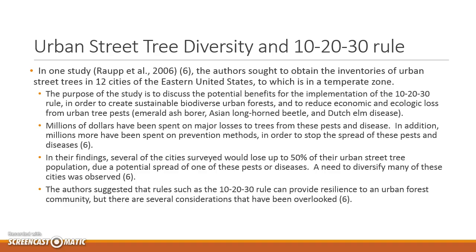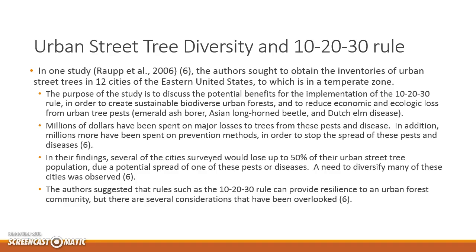Urban street diversity and the 10-20-30 rule. Some of the studies I looked at examine how effective the 10-20-30 rule really is. In one study, authors sought to obtain inventories of urban street trees in 12 different cities in the eastern United States, which is the temperate zone. That is one limitation to a lot of the studies: they are only done in the temperate zone. None are done in some of the places in the desert regions down in the southwest corner of the United States.